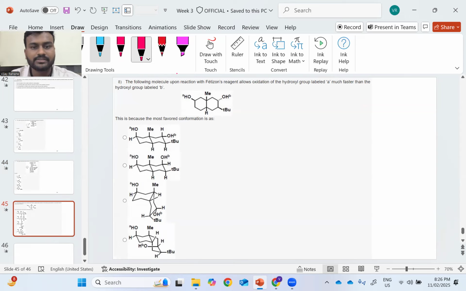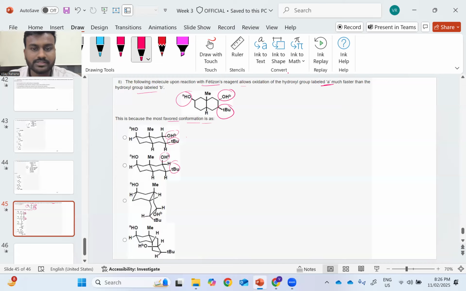The next question is based on Fenton's reagent, and in this case it mentions that the Fenton's oxidation of the hydroxyl group labeled A is much faster than the hydroxyl group labeled B. This is because of the most favored conformation, which you can easily select from these options. First, you have to look at which conformation is correct. Let's take the example of these two groups. These two groups are anti to each other. If you look at this one, these two groups are anti, okay.